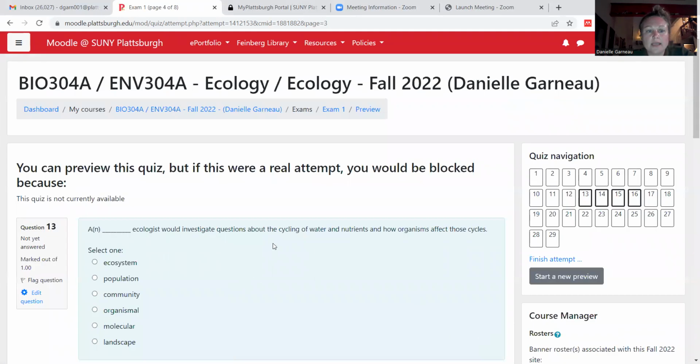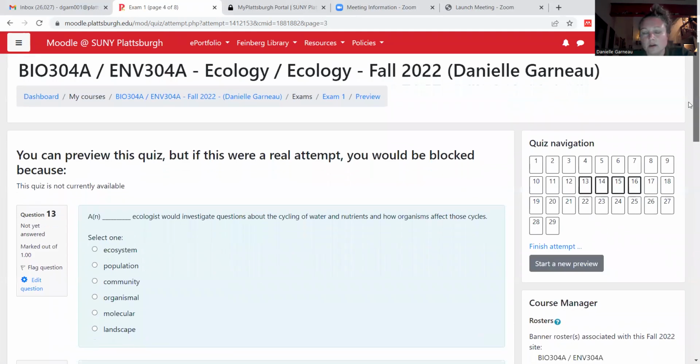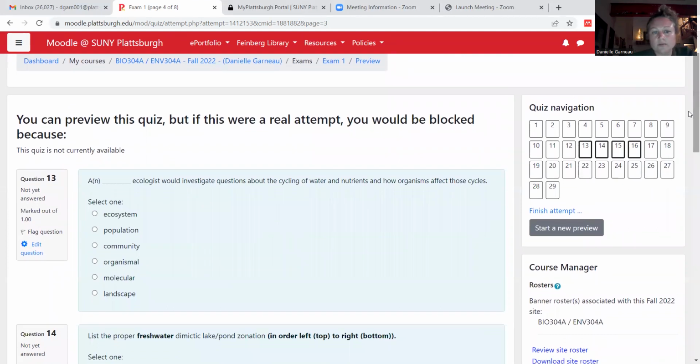All right, a blank ecologist, now we're getting at the levels of ecology, right? A blank ecologist would investigate questions about cycling of water and nutrients. In this case, we've got all our lists, right? Molecular and organismal, these are in community and population. These all kind of speak to the organism, right? And to the population, grouping of populations as communities.